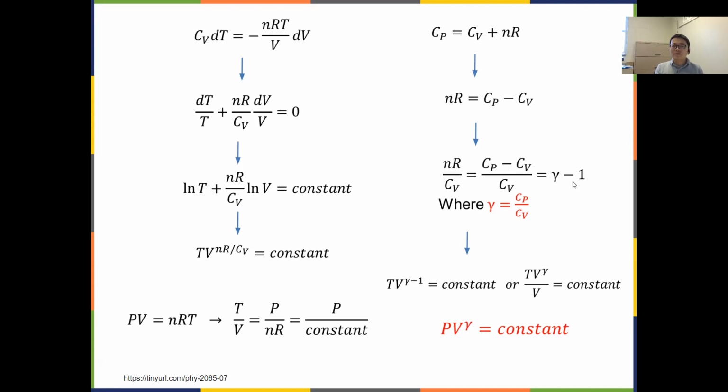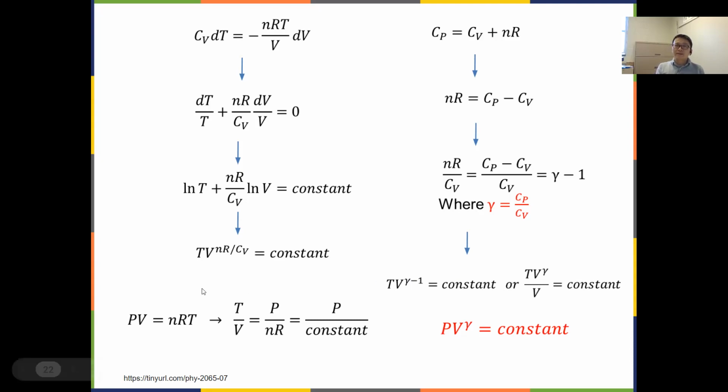So then it's gamma minus 1. So V to the power of this becomes gamma minus 1. So you can say TV to the gamma minus 1 equals a constant. Or you can write TV to the gamma, and minus 1 is V to the minus 1, divided by V, equal to a constant. Either this expression or this one, they are both expressions for the adiabatic process.